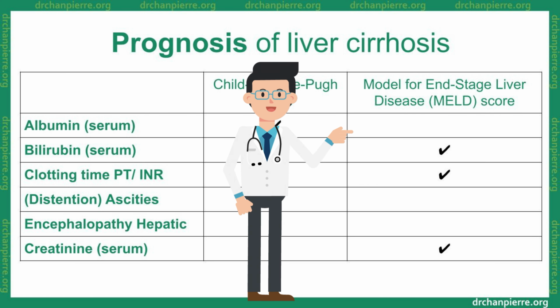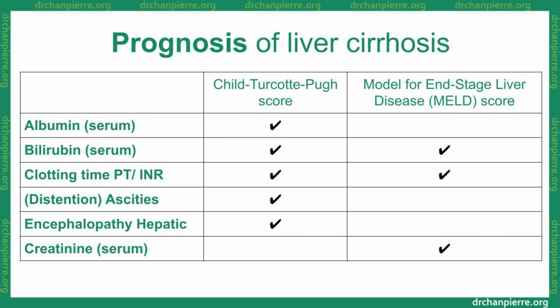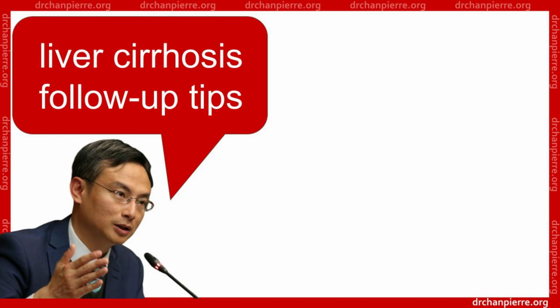The MELD score uses the objective variables of serum bilirubin, international normalized ratio (INR), and serum creatinine to calculate a score ranging between 6 and 40. The higher the MELD score, the greater is the risk of mortality. Patients with a MELD score of up to 12 are at very low risk of mortality at 3 months, even with major surgical procedures. Liver cirrhosis follow-up tips.